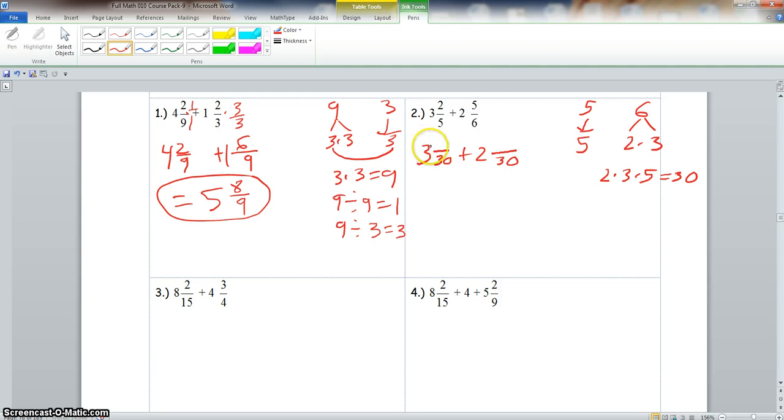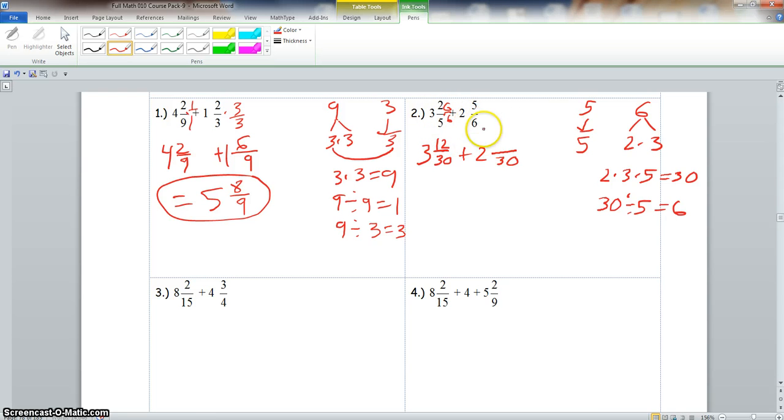Okay, now, again, to find the numerators, we would do this here. We would take the new denominator divided by the original denominator. And that gives us 6. 30 divided by 5 is 6. So we know we'll multiply this 2/5 by 6 over 6. 5 times 6 is 30. 2 times 6 is 12.